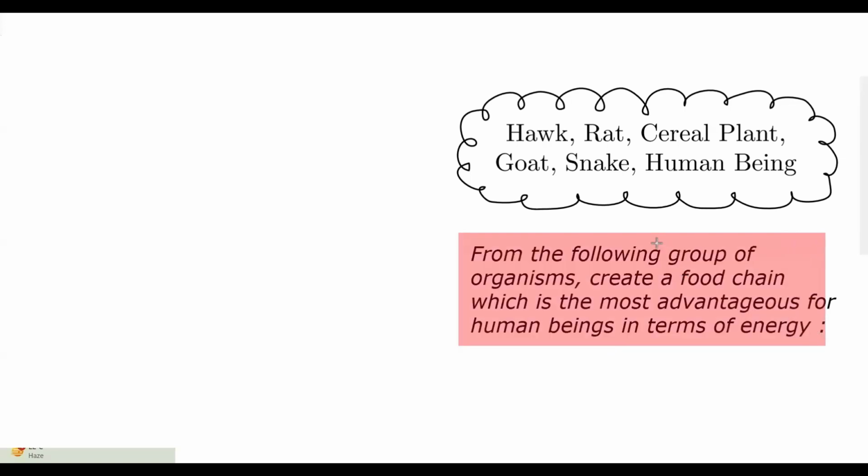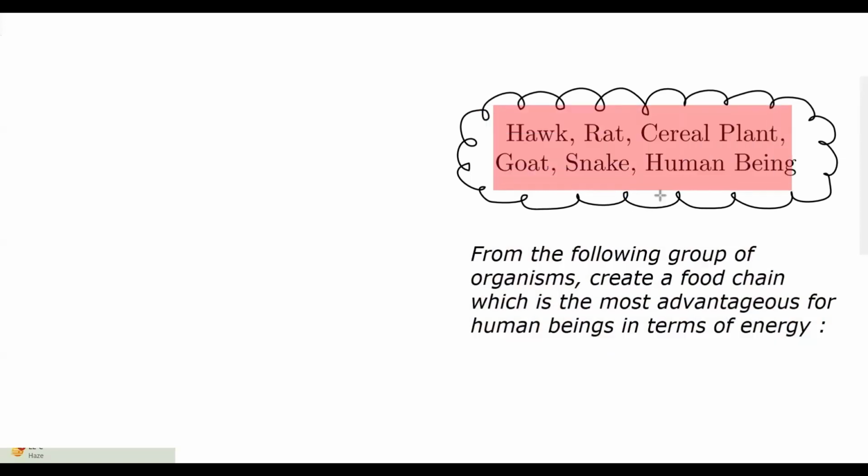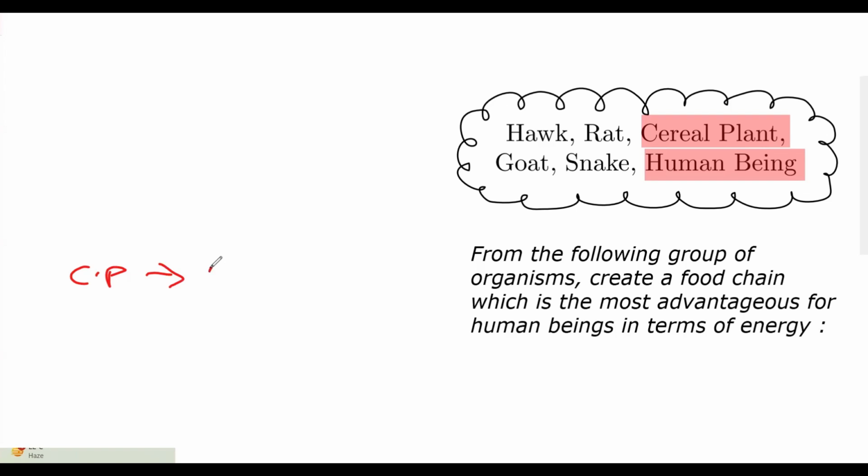Question here is that from the following group of animals, which is the most advantageous for human being in terms of energy? So you know that the shorter the food chain, the greater is the energy derived. So we can make several food chains over here, but the one which is shortest will be what? From cereal plants to human being, right? So that means when cereal plants are eaten by human being, will derive the maximum energy.